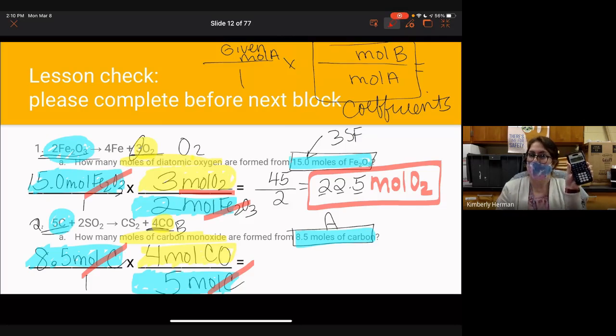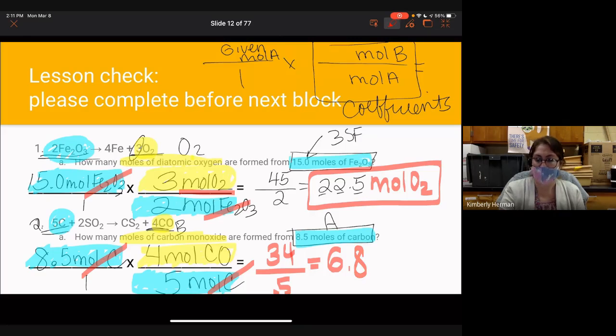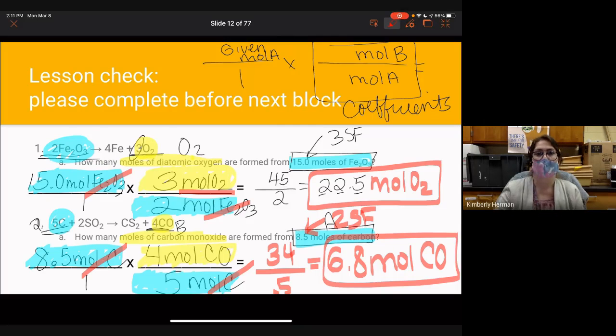Now let's put it in our calculator ready to go. We're going to have 8.5 times 4. So our top is going to be 34. And then our bottom is 1 times 5 is 5. So right now we're going to do 34 divided by 5. And we get 6.8. Now 6.8 has 2 sig figs, and so does 8.5. So we are good to go. Notice that we would have mol CO as our final answer for this lesson check. So this takes us through how to complete a mole-to-mole conversion.